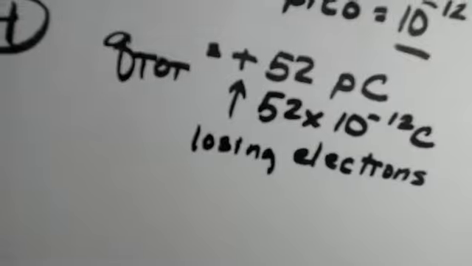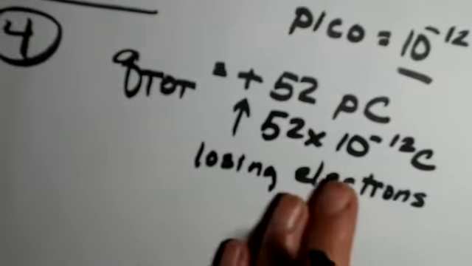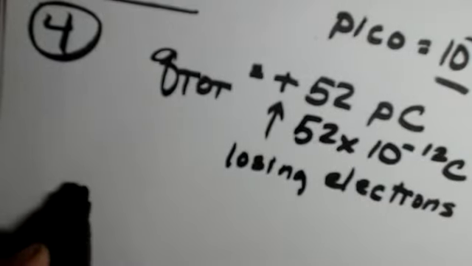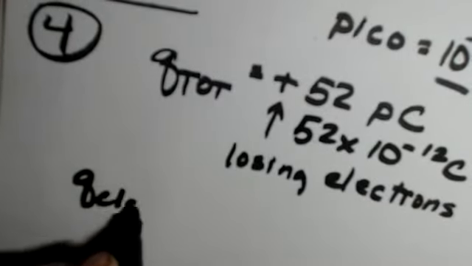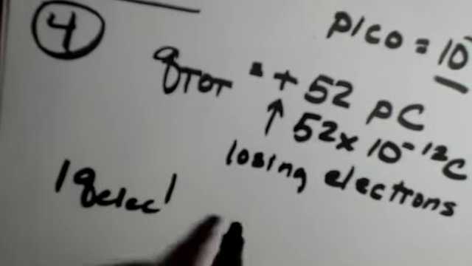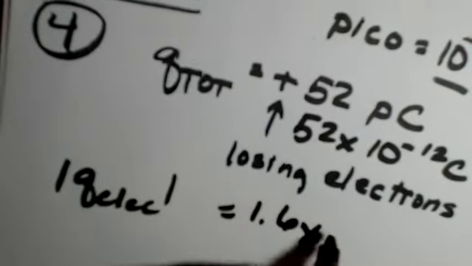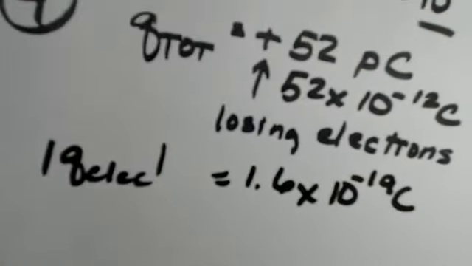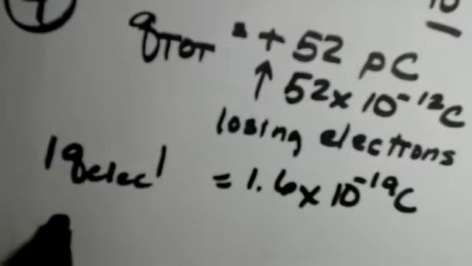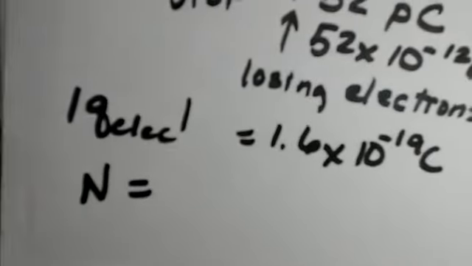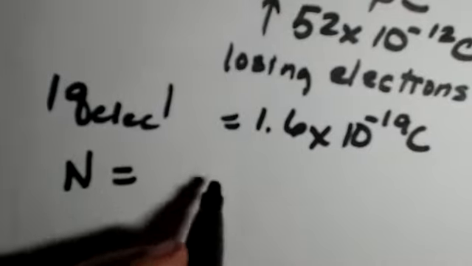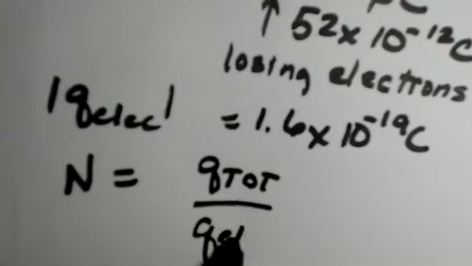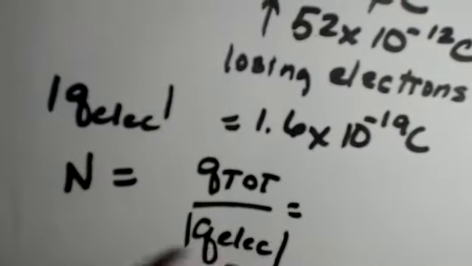All right, so I want to know how many electrons I lose to gain this charge. I know that the magnitude of the charge of one electron, which is our unit charge, is 1.6 times 10 to the negative 19 coulombs. I know the total charge, so the number of electrons is pretty simple. You just take the total charge that you have and divide by the unit charge, the charge of one electron.